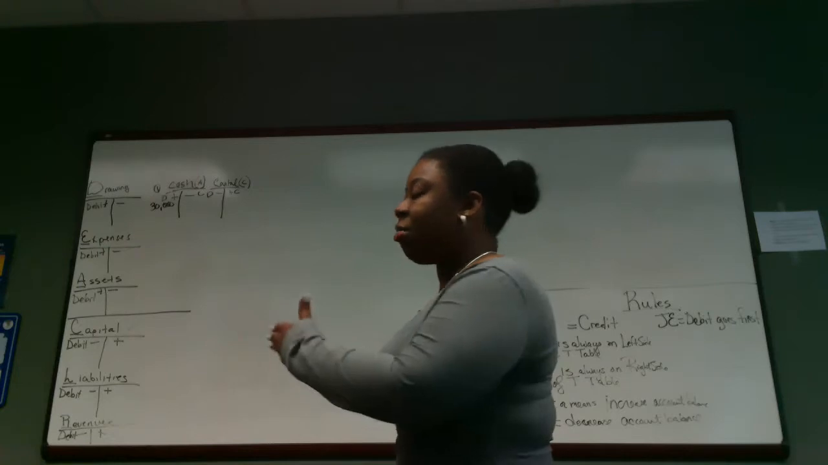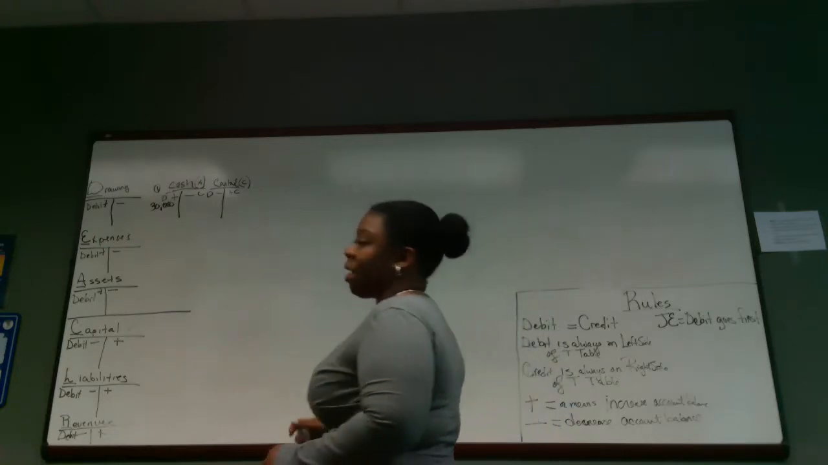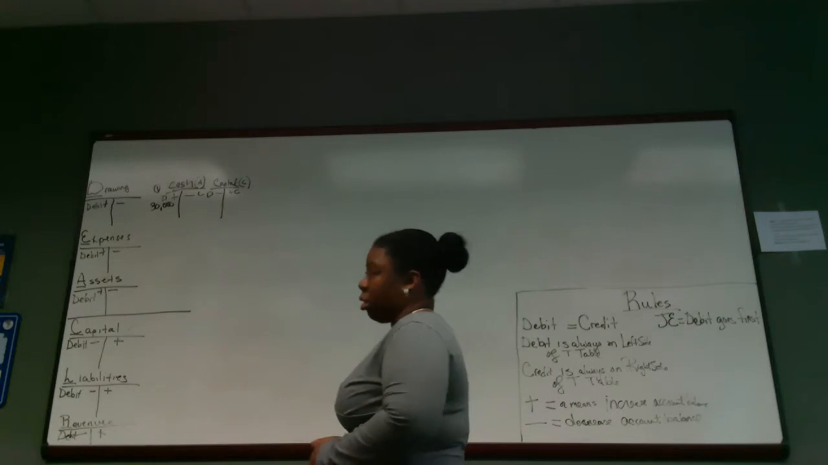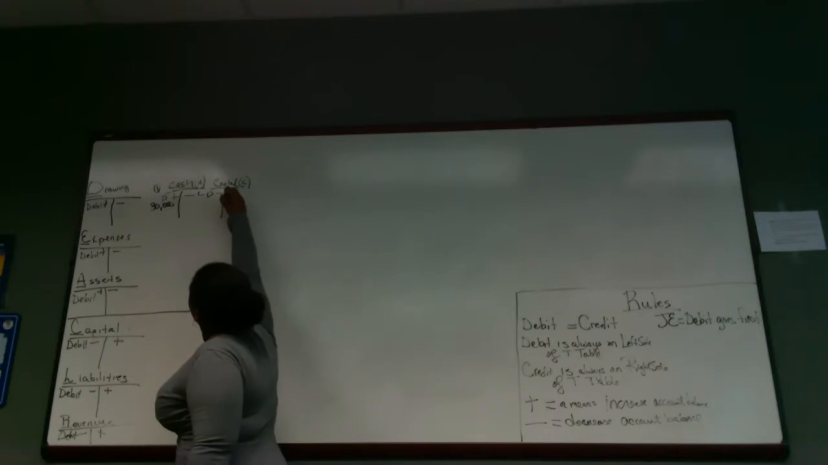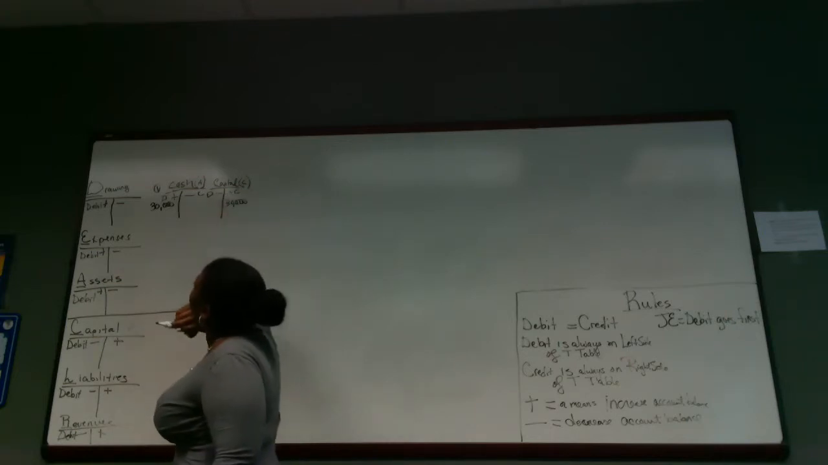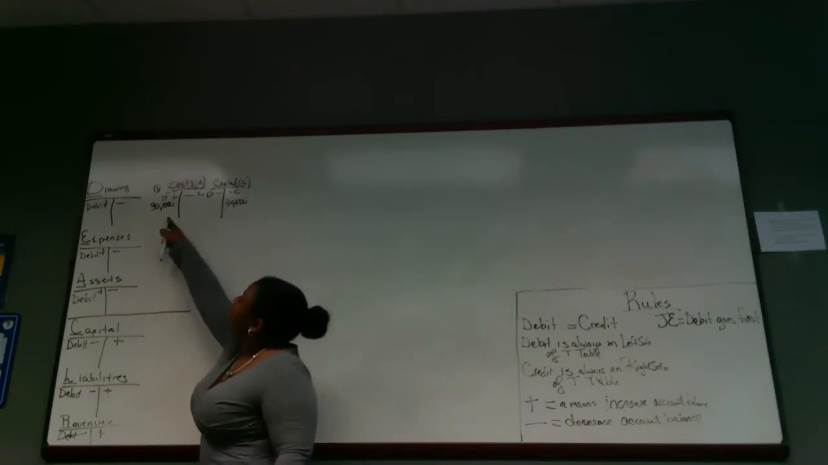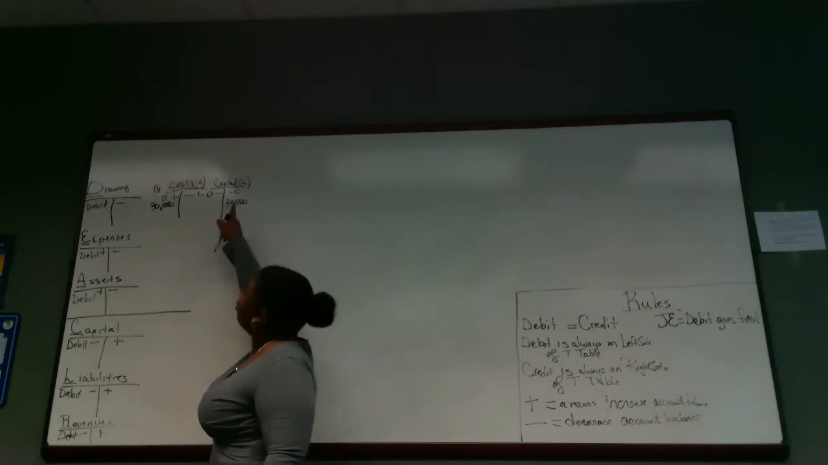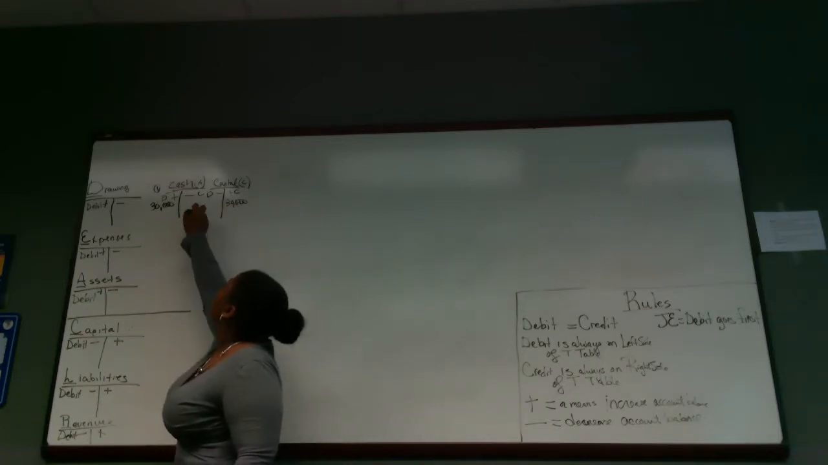So what was the beginning balance of the capital account? And then what is the balance of it now? So it went up or down? How much is his debit? How much is his credit? His debit equals his credit.